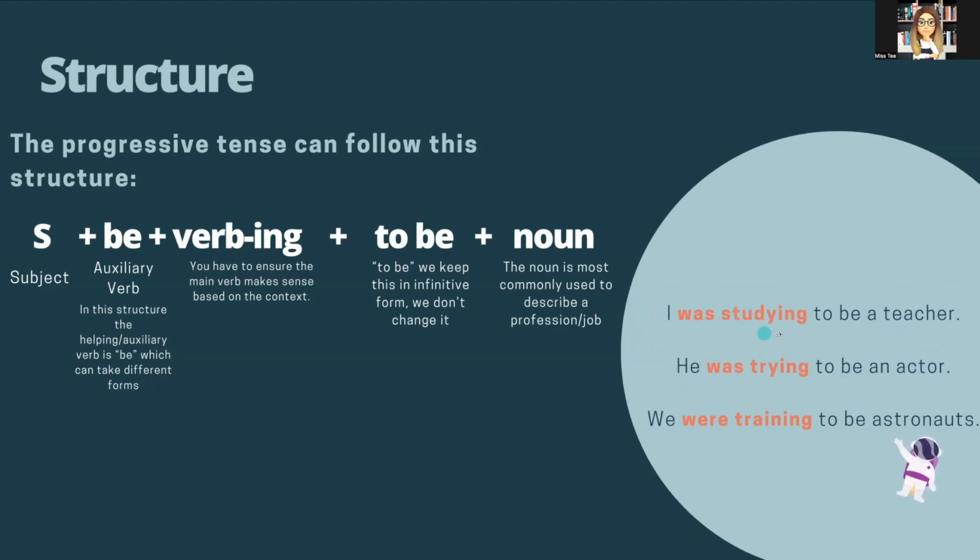And so we'd have to use verbs that are related to that. So studying to be a teacher, that makes sense because you go to school for many, many years to be a teacher. And as soon as you're done school, you can be a teacher. He was trying to be an actor. Trying makes sense because you will try out for many auditions. You will maybe get rejected or accepted. It's a long process of attempting and maybe failing sometimes. So this is a good word to use.